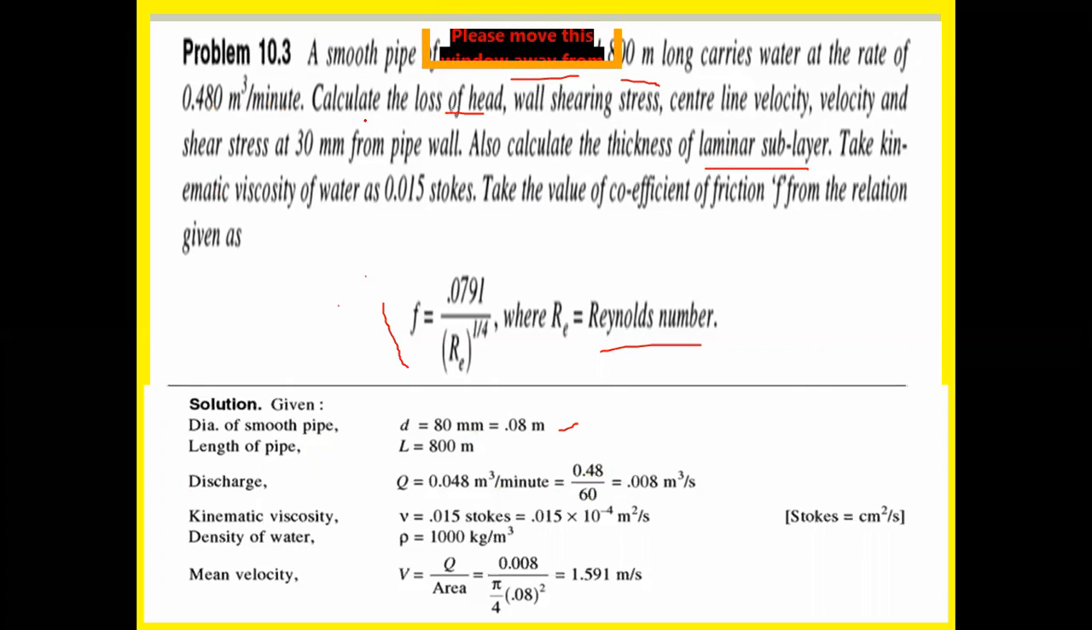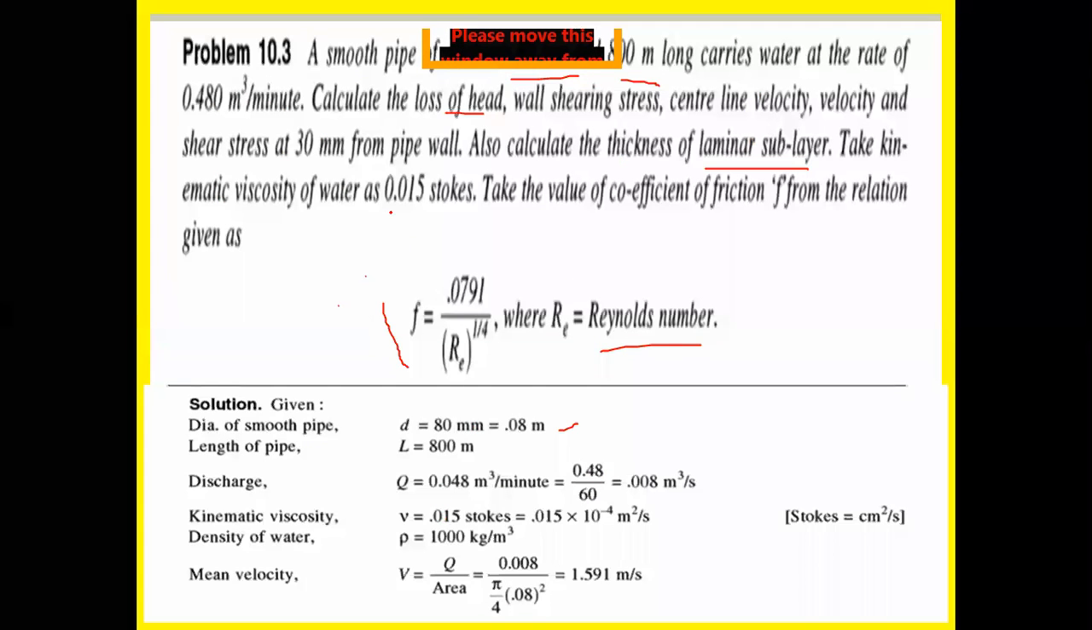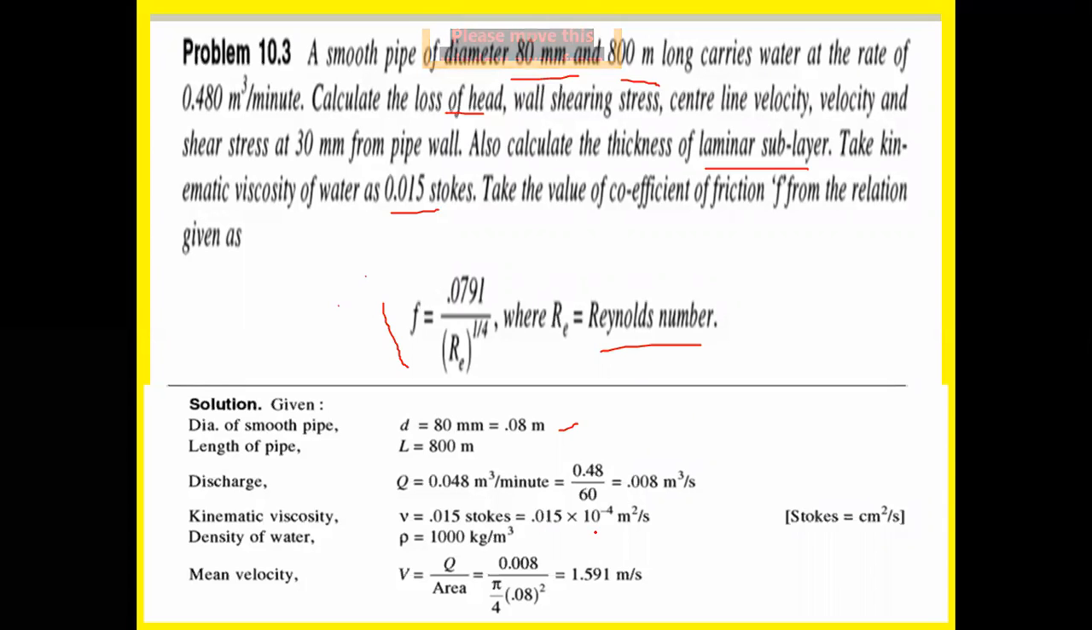And what is the kinematic viscosity given? The kinematic viscosity V is equal to 0.015 Stokes. That is equal to, converting into meters square per second, 0.015 into 10 to the power of -4. What is a Stoke? 1 Stoke is equal to centimeter square per second. So converting it into meters gives 10 to the power of -4 meter square per second.